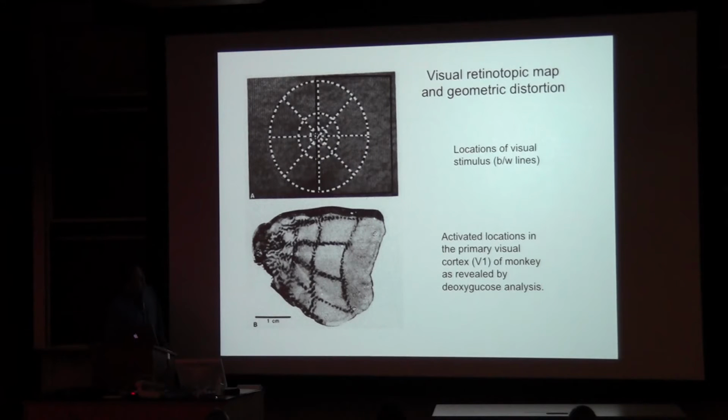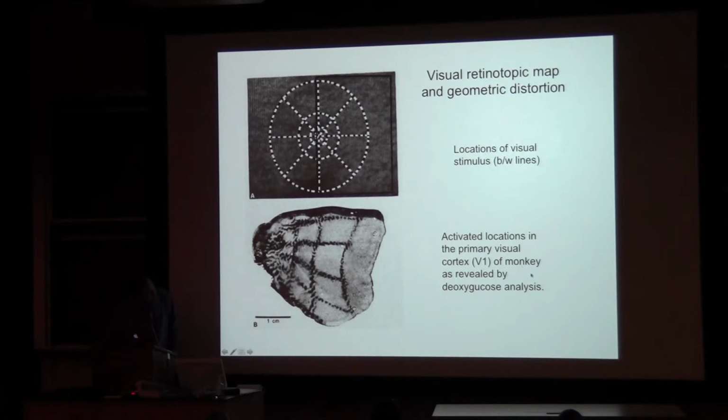This is an early example. The diagram on the top is the visual field. They have the stimulus here, a black and white dot flickering around, so basically a polar coordinate system of these active spots. All the background is just a stationary gray background, right? This is a piece of the primary visual cortex, and those dark spots are the parts of the cortex that are activated.